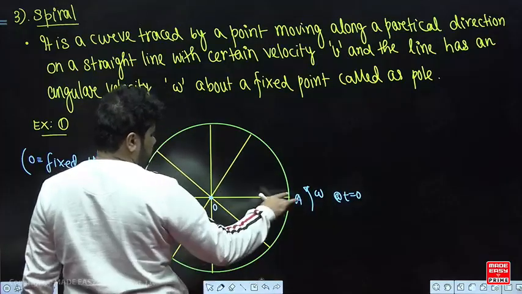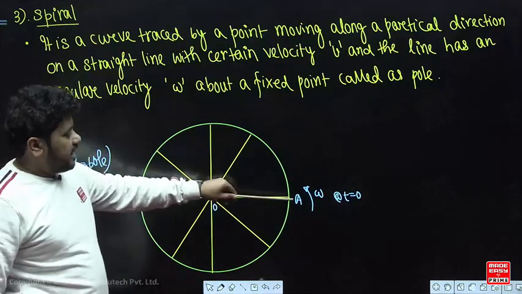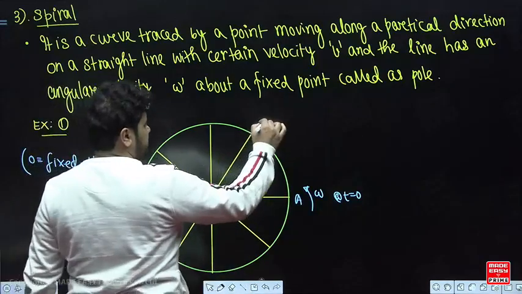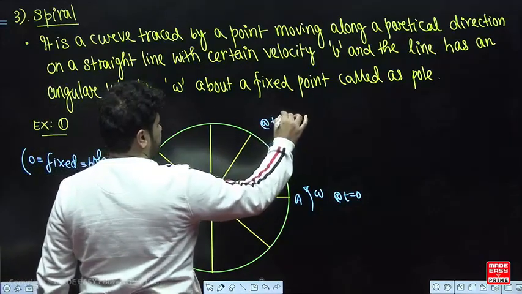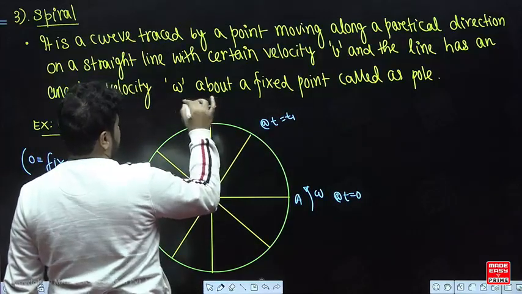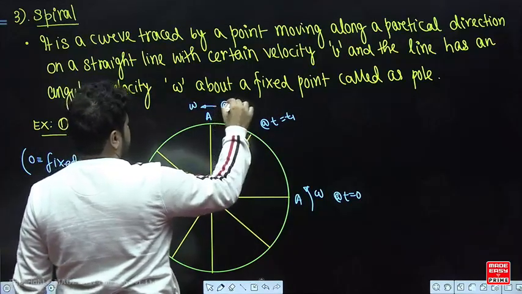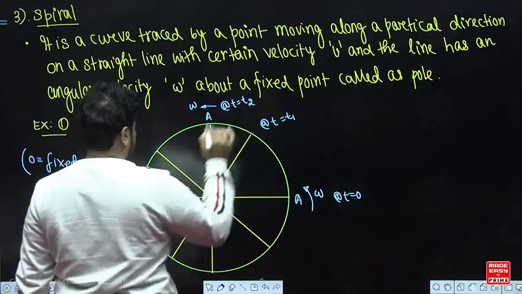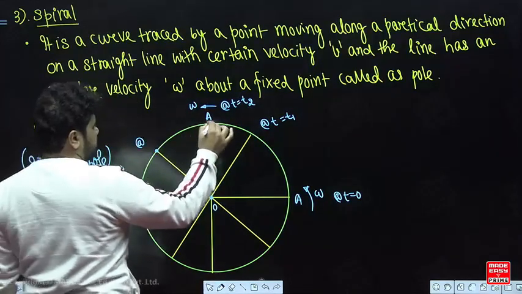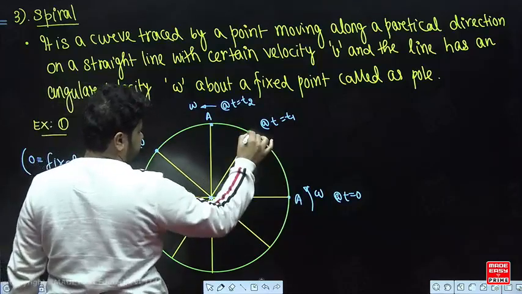So at t equal to 0, this line is over here, correct? It has an angular velocity, so it will rotate like this. Let us say at t equal to t1, it is somewhere here, right? This point is A, having angular velocity omega. Let us say this is at t equal to t2. Similarly, this is the position of the point A, right? These are the positions of the point A, correct?